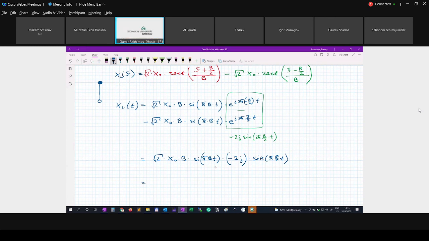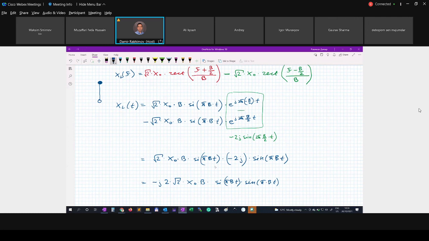Let's put everything together. So we have minus j, 2 times square root of 2 times x0 times capital B times psi function pi capital B t times sine function pi capital B t. And this is our signal in time domain. This is how our signal in time domain looks like.